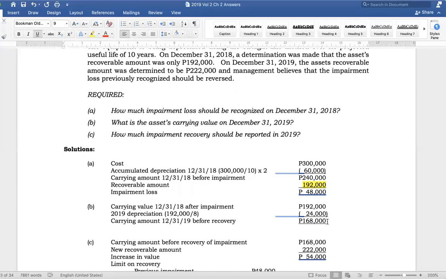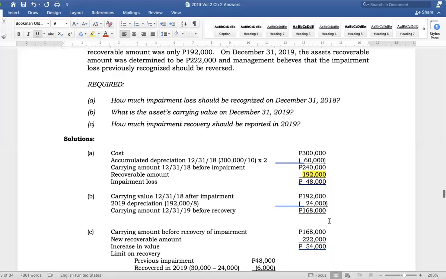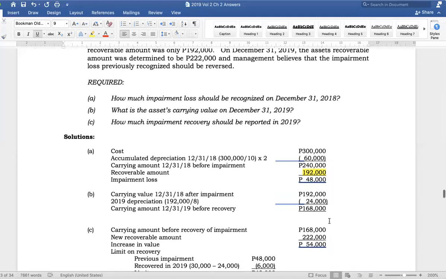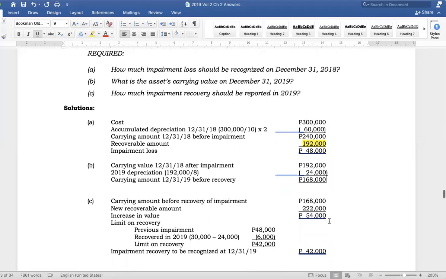But it's not yet the final answer for letter B because the question here is what is the asset's carrying value on December 31, 2019. So there is an indicator that the asset has recovered in value. So let us proceed to letter C. We go back to letter B. Okay, so the carrying amount before recovery is 168,000. The new recoverable amount is 222,000. So the increase in value is 54,000.